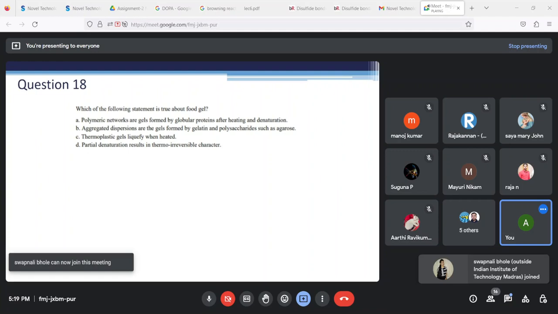Option D. Yeah, option D is true. What about A, B? Polymeric networks are formed when you have gelatin and polysaccharides such as agarose coming together and forming a network. And aggregated dispersions are formed by globular proteins. So it is the opposite. Polymeric networks are formed by polysaccharides. Aggregated dispersions are formed by globular proteins after heating and denaturation.